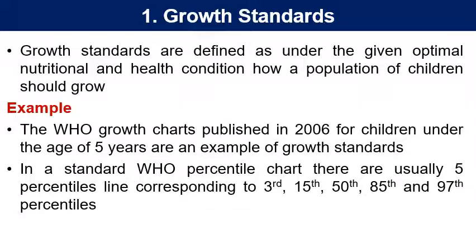Then we are using the standard growth chart. For example, the World Health Organization growth charts published in 2006 for children under the age of 5 years are an example of growth standards, because the values are already written there and we are just monitoring in which category the children are falling. In a standard WHO percentile chart, there are usually 5 percentiles: the 3rd, 15th, 50th, 85th and 97th percentiles.